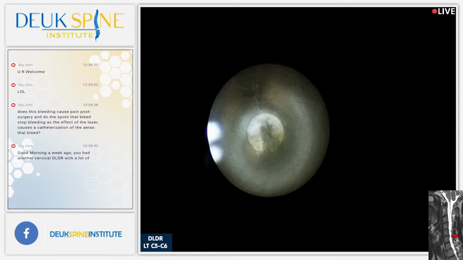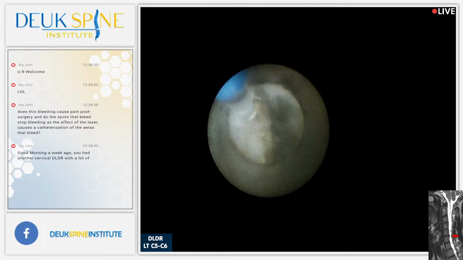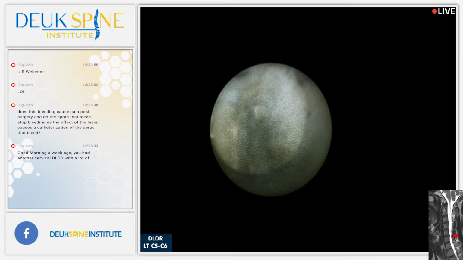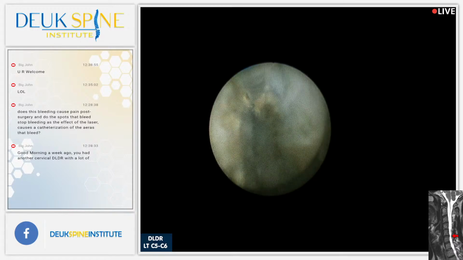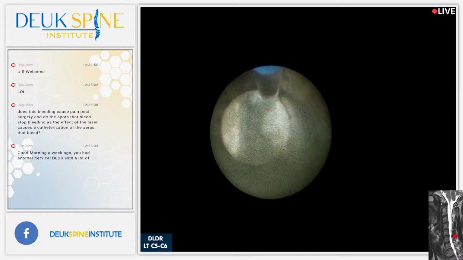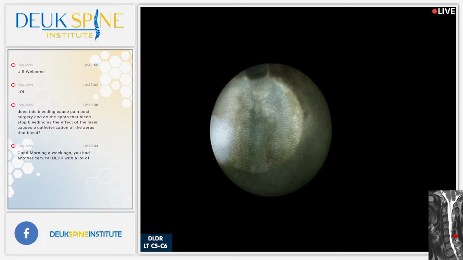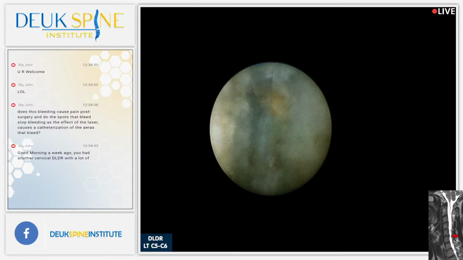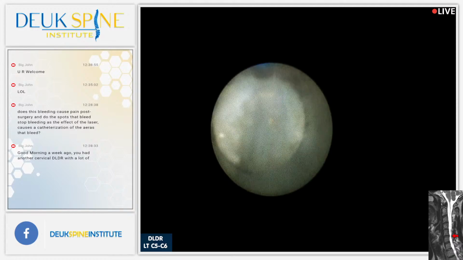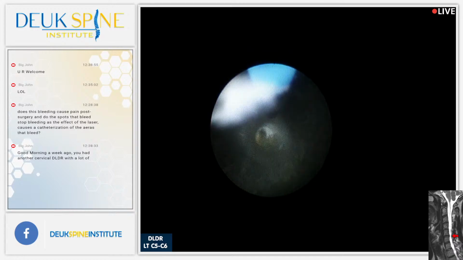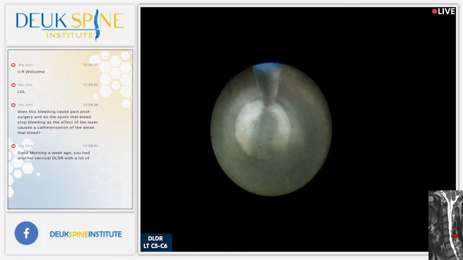Let me take one more stab at this. I'm going to advance my laser. By the way, for those of you who've never seen this, that laser fiber is 0.5 millimeter. So it gives you a perspective on how delicate and precise the work we're doing is. Okay, we're done. That should be it right there. Looking good. Just want to get the last of these pieces out. And that should be it.